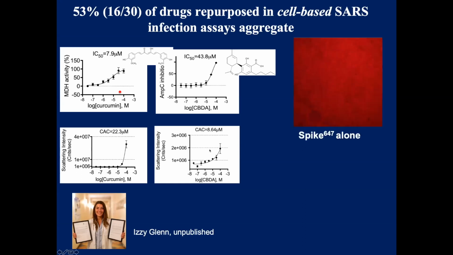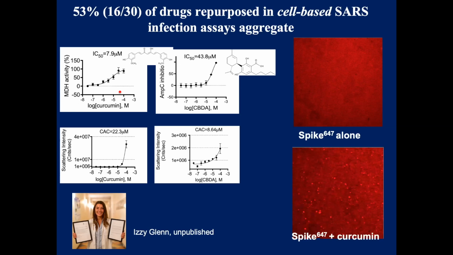And you can actually show this in the flow. So this is similar to the experiment I showed you with GFP. This is spike protein, labeled with a fluorophore, and it looks red in the fluorescence microscope, just like an undifferentiated field of red. And then you add curcumin to it, and you get these punctate fluorescence consistent with the spike protein being sequestered on the surface of the colloidal aggregate. So this all holds together.